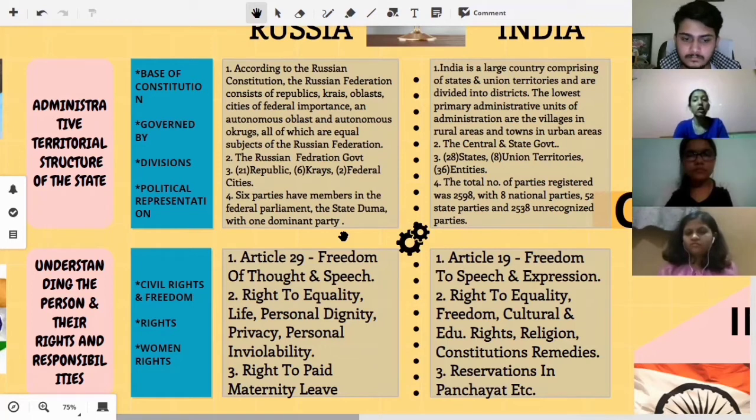In India, women have reservation in panchayats, the right to equal pay, protection against domestic violence, and the right to free legal aid. And in Russia, women have the right to paid maternity leave, and Russian women are entitled to equal protection of the law and the equal enjoyment of their civil and political rights.